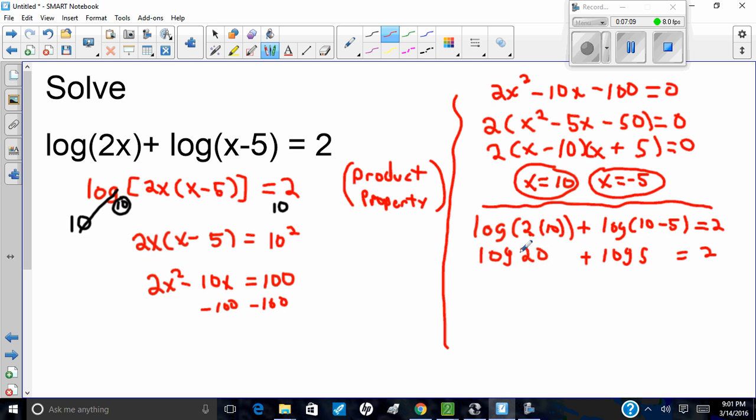Now I don't know offhand what these are. I don't know if they're going to equal 2, but I do know that they are possible answers because my argument is positive. So 10 is a possible solution.